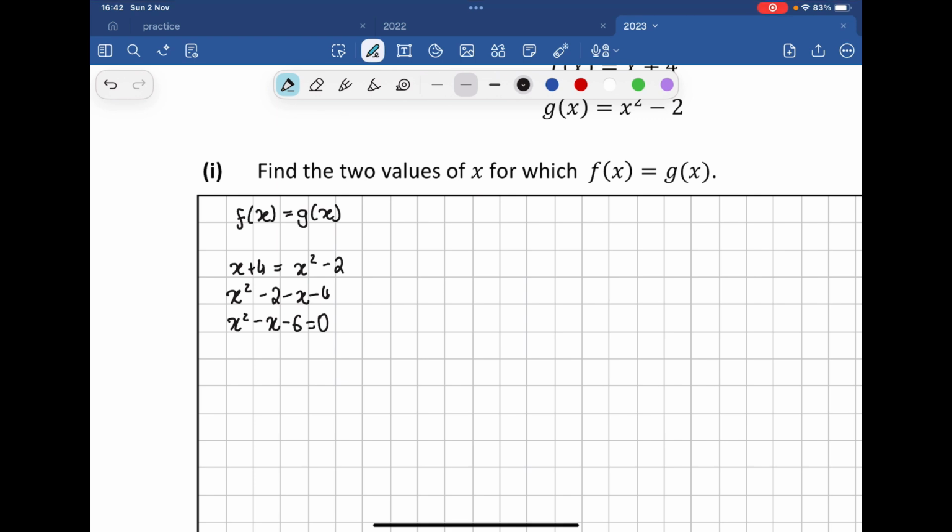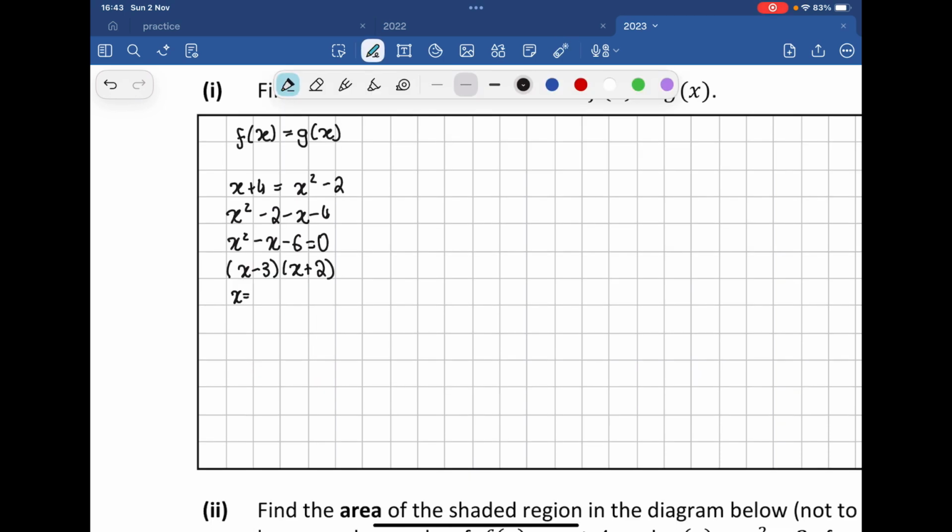is equal to 0. And there we can factorize. It gives us x minus 3 and x plus 2. Remember, it's what multiplied together to give us 6. x is equal to 3 and x is equal to minus 2.